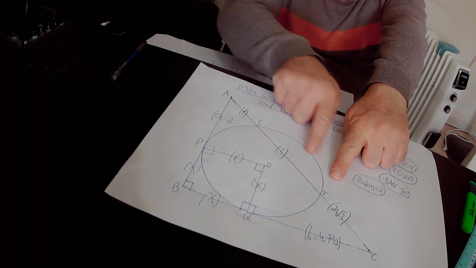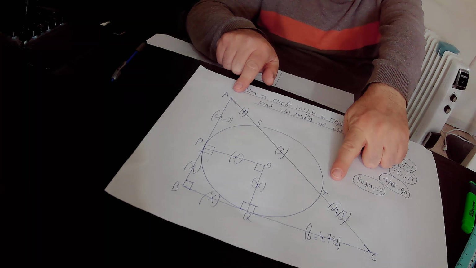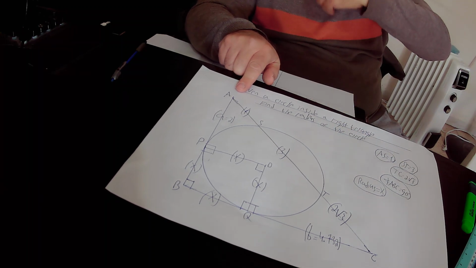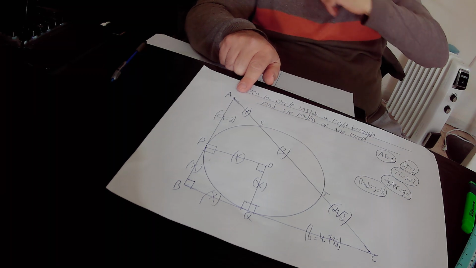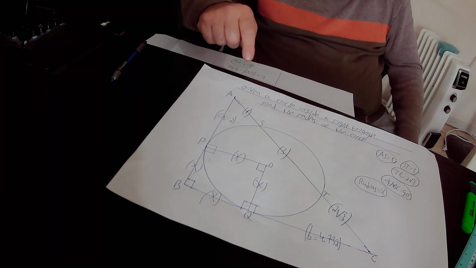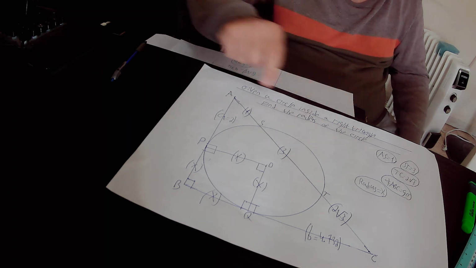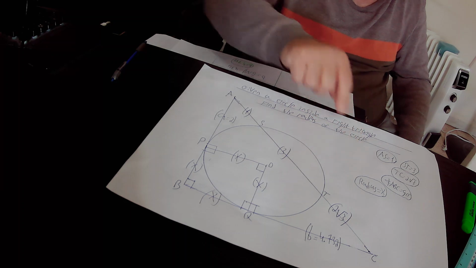The extended chord TS touches point A. So all the requirements of rule 10 are satisfied, and therefore we can implement rule 10. According to rule 10, we get that AP square equals AS times AT.